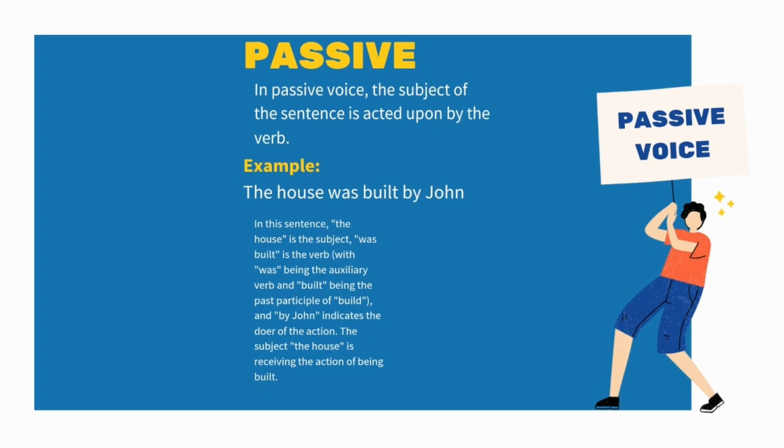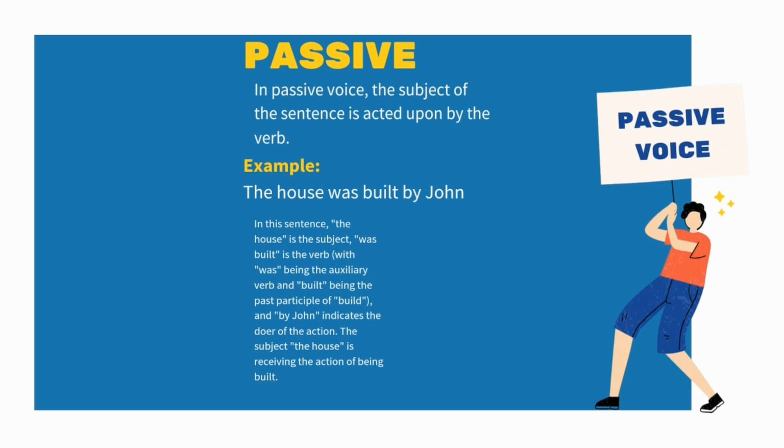Now let us move to the passive voice. In passive voice, the subject of the sentence is acted upon by the verb. In this case, the object is taken to the position of the subject. And so, the previous sentence, John builds the house, becomes: the house. Remember, the house was initially the object. Now, the house becomes the subject. So it becomes, the house was built by John.